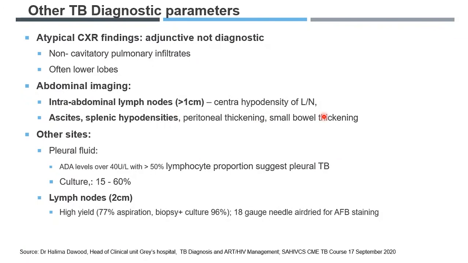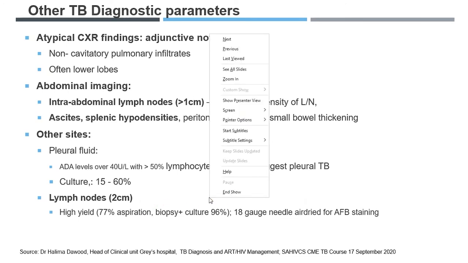When we look at pleural fluid, if you do have clients that present with pleural effusions, ADAs that you have completed in an exudative effusion that would come out with more than 50% lymphocytes proportion is suggestive of TB. And your culture, generally those sensitivities can be between 15 and 60%. In lymph nodes that are more than 2 centimeters, generally you can have a high yield using a larger 18-gauge needle with biopsy and culture going up to 96%.